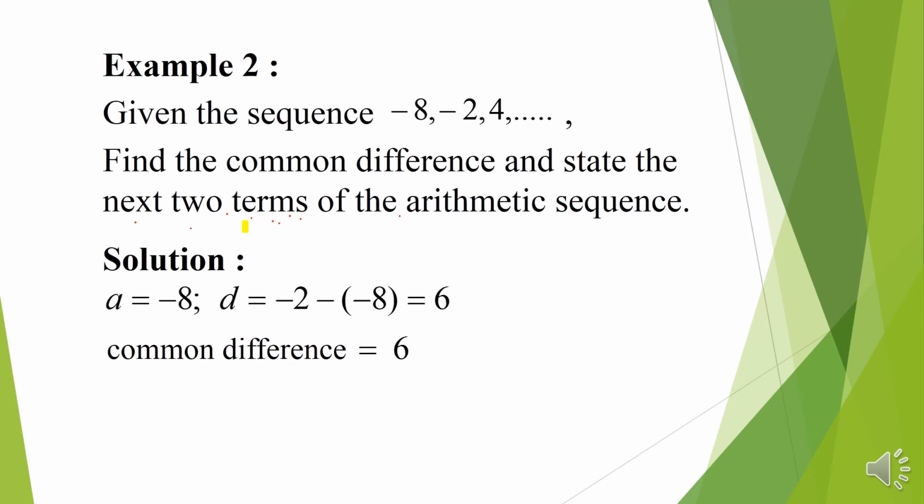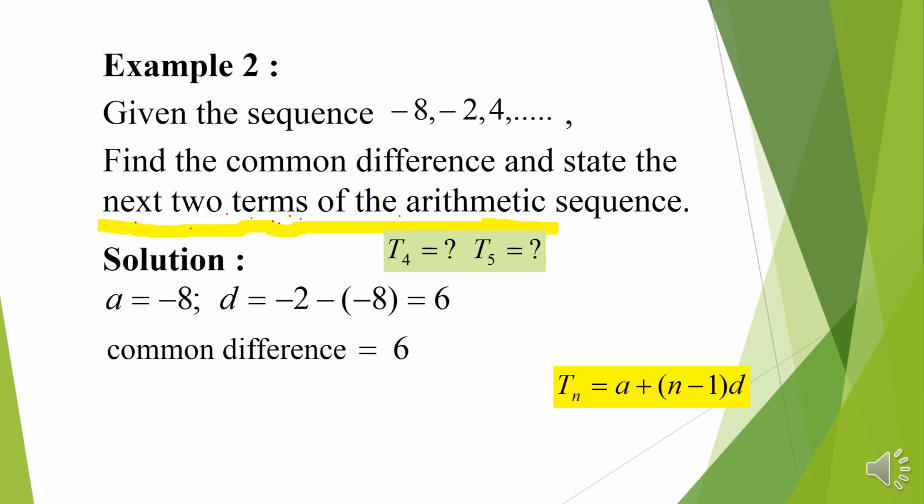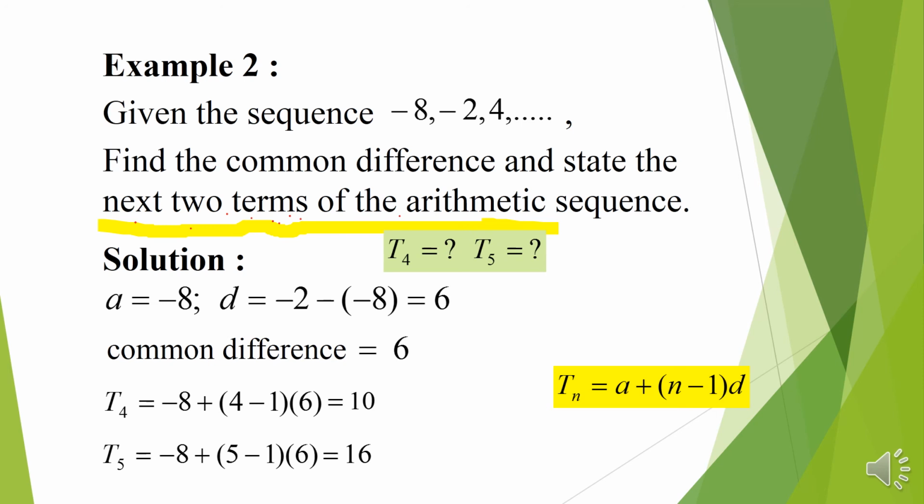Next, we're going to find the next two terms of the arithmetic sequence. The next two terms after the third term will be T4 and T5. So we have to use the formula Tn equals A plus n minus 1 times D to get T4 and T5. We substitute both the A and the D into our formula, which gives 10. And next is the fifth term, T5. We also put in -8 and the D value, and at the same time substitute the n value, which will give us 16.